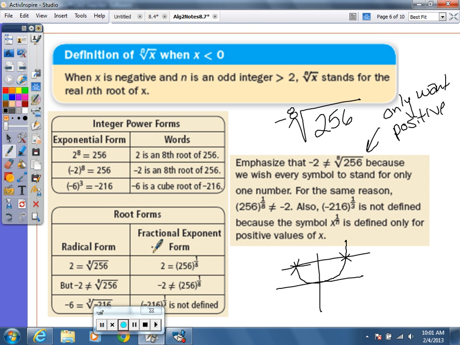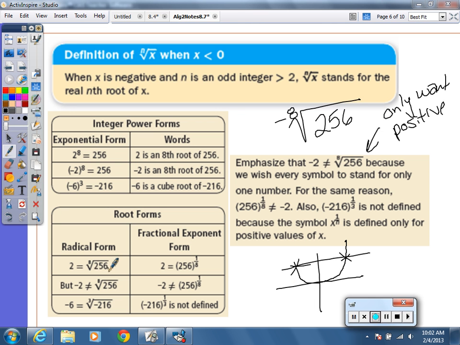Just the symbol. Negative 6 to the 3rd is negative 216. Negative 6 is a cube root of negative 216. Now what if it said 4th root? Could it be? No. You can't have a negative value come out of an even root. Okay, and this is how they write it here.